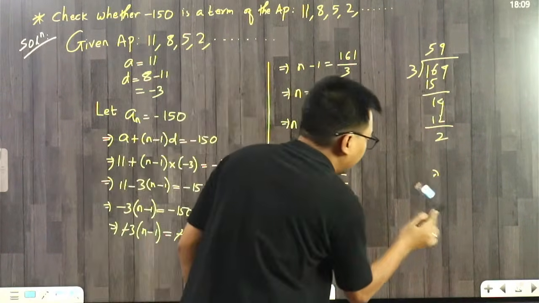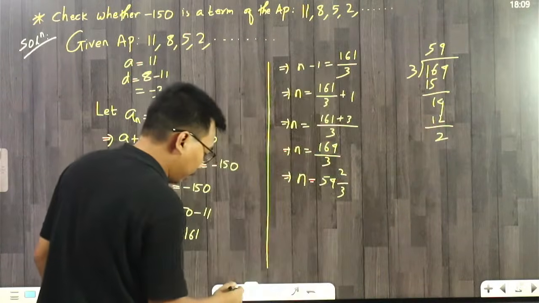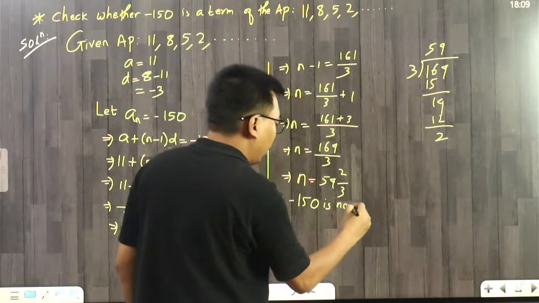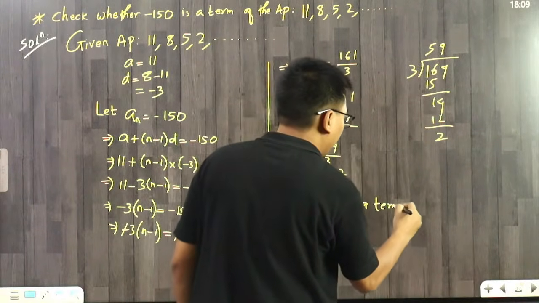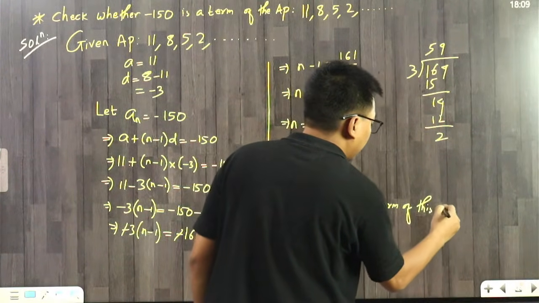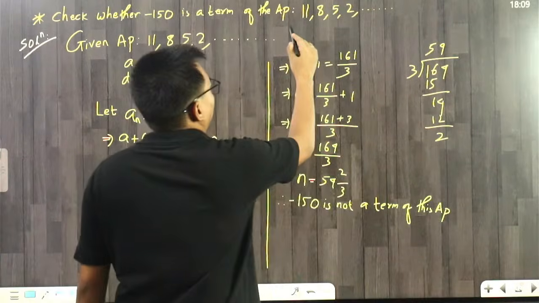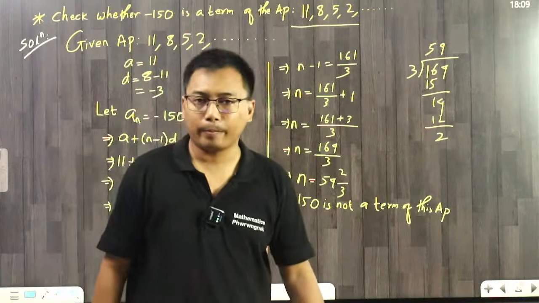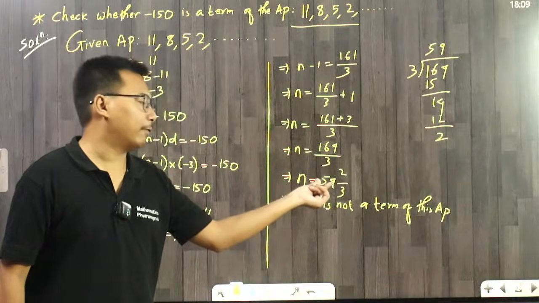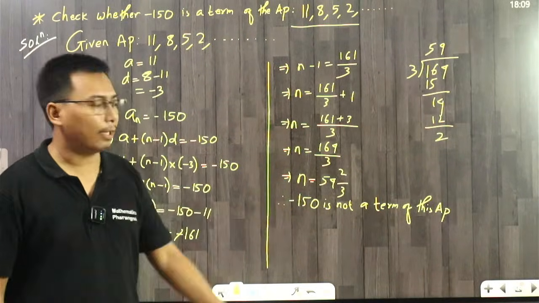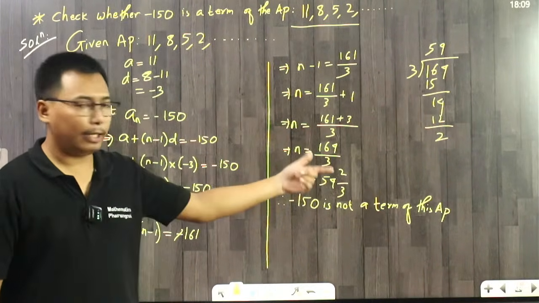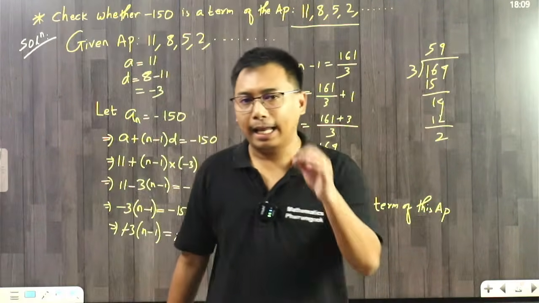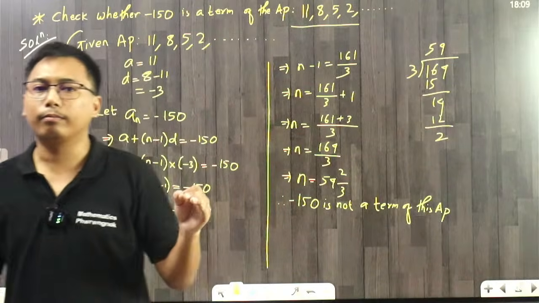So this is not possible. Therefore, minus 150 is not a term of this AP, which means in this AP we will not get minus 150. Clear? Because n is 54 2 by 3. We are getting a fraction here, and it cannot be a fraction. It has to be a natural number. Remember, n has to be a natural number.